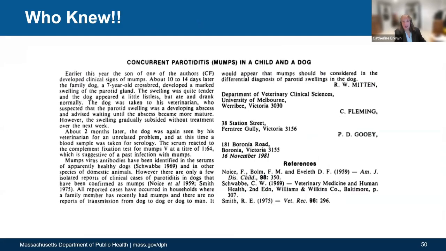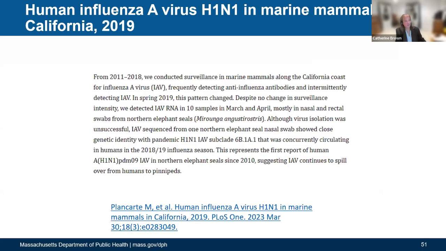I ran across this, and so I'm just sharing it with you all. Apparently, dogs can get mumps from people. It does not happen very often. It's very rare, but interesting, and actually not something they taught me in vet school. So I thought I would share it with all of you.